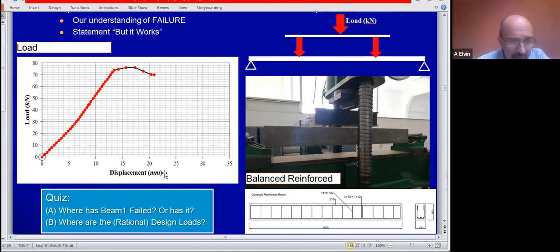the force displacement graph, if I were to ask you, where has beam one failed? Or has it failed? And where are the rational design loads? Can anybody answer, say, the easier question, where has beam one failed? Has it failed here? At what load has it failed? Can anybody tell me, or somebody tell me in chat?